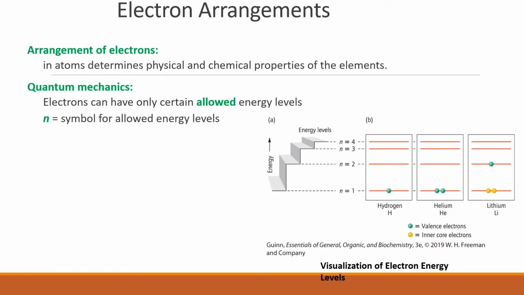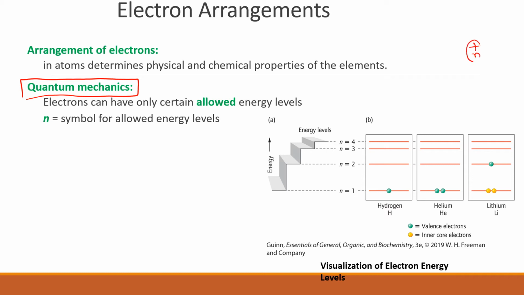The physical and chemical properties of an element will largely depend on the arrangement of electrons in an atom. The model scientists use to describe the electron arrangement in an atom is based on the theory developed in early 20th century by Einstein and other famous scientists, and this theory is known as the quantum mechanical model, or in general quantum mechanics.